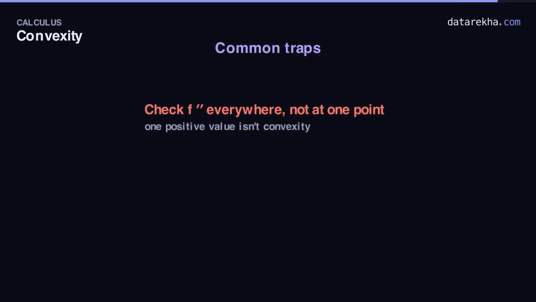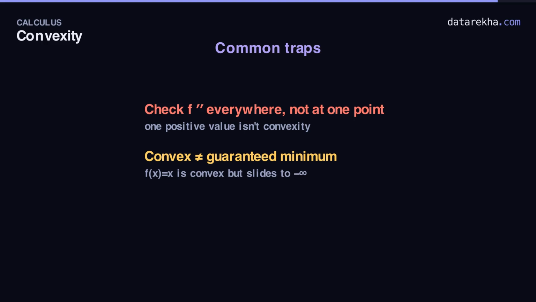Trap 1. Checking the second derivative at a single point. That only shows the curve bends up there. Convexity needs f double prime non-negative across the whole interval. Trap 2. Assuming convex guarantees a minimum. f of x equals x is convex, yet slides to minus infinity. No minimum at all. You need a closed bounded domain, or the function rising at the edges.